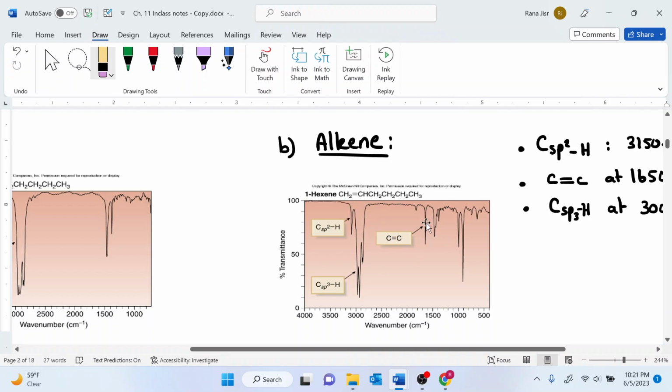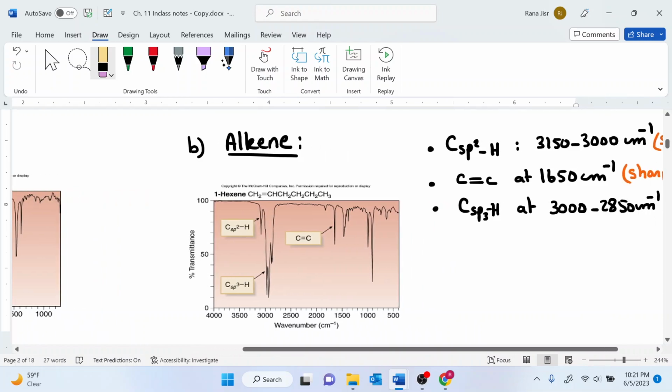So if you have an alkene, these are what you're looking for. You're looking for the carbon double bond carbon, which is a strong and sharp peak. You can see that it is a sharp peak and it is a strong peak in there. And that peak is going to be at around 1650 cm^-1. Sometimes it occurs at 1640, sometimes it's at 1620. So it's not necessarily exactly 1650. It depends on what the alkene is connected to.